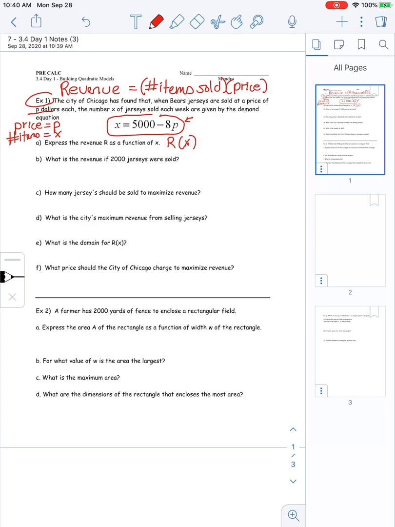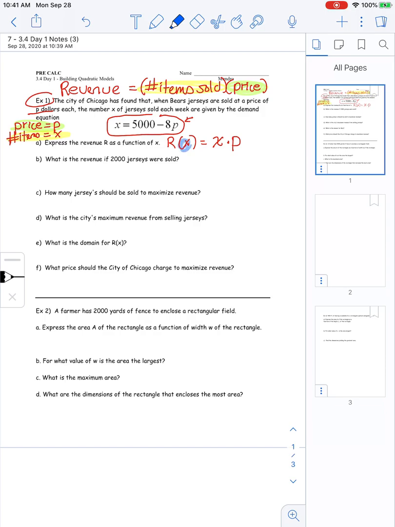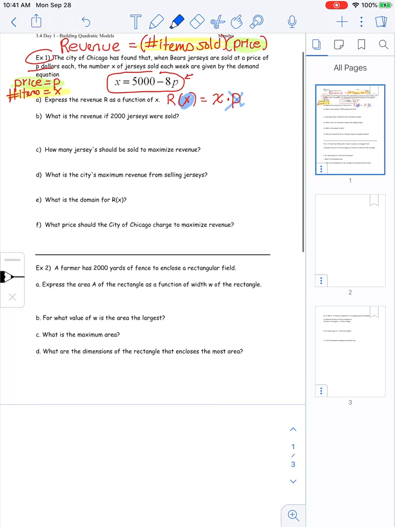Well, a couple of things. Remember that we know that the revenue equation is the number of items sold, which in our case is X, and we're multiplying that by the price, which in our case is P. So if I started initially with a very simple equation, the number of items sold is X, and I'm going to multiply that by P. There's my revenue equation. But now I have to go back and rewrite this equation in terms of X, which means I need to get the P out of the equation and replace it with something else.